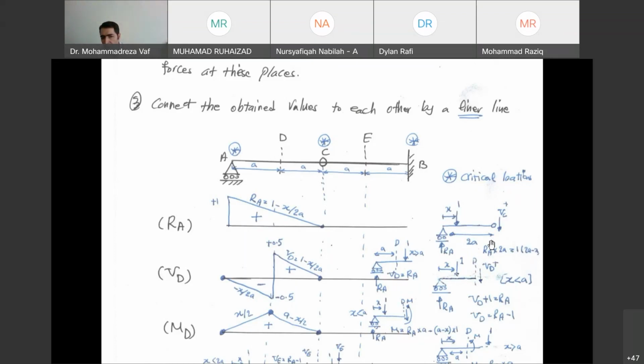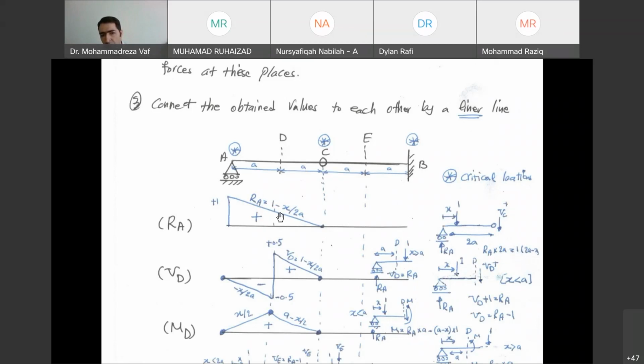So from there, you can easily calculate RA. RA equals 1 minus x over 2A. You just divide by 2A. So you can see that from point A to C, this equation, which was calculated based on this free body diagram, represents the value of RA.